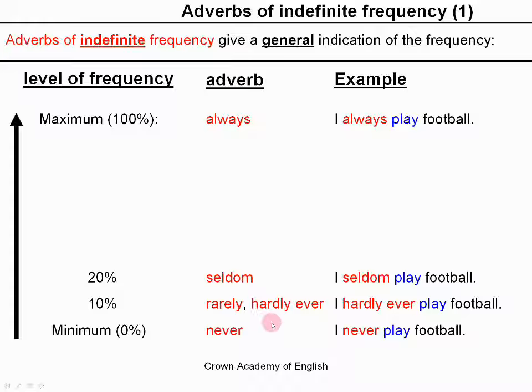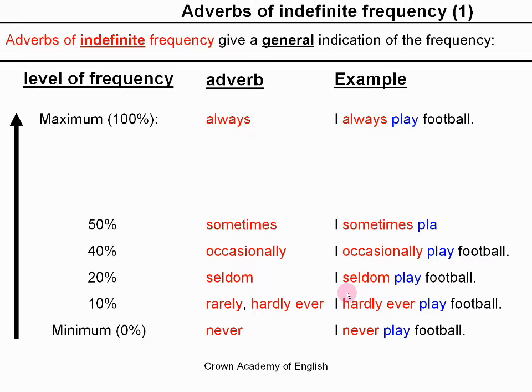Then, slightly more frequent, we say seldom. I seldom play football. Then, we say occasionally. I occasionally play football. Then, in the middle, at approximately 50%, we say sometimes. I sometimes play football. So sometimes is neutral. It is in the middle.